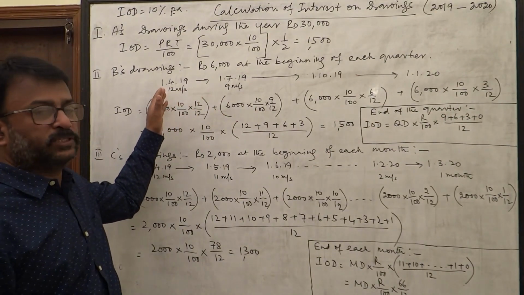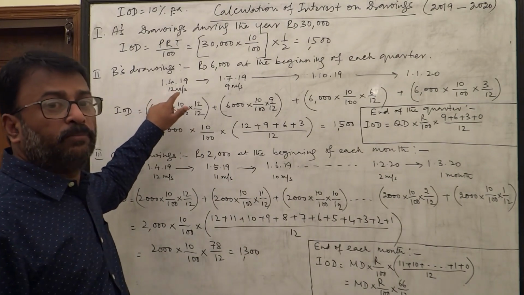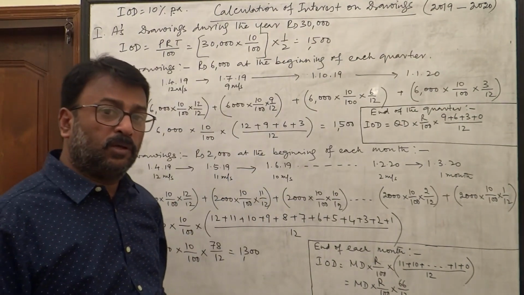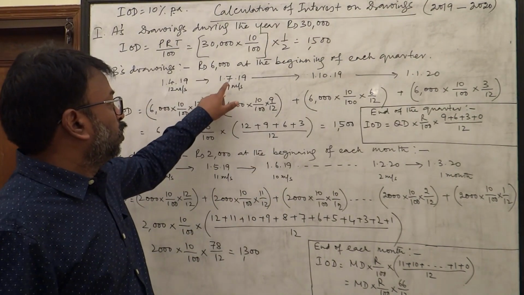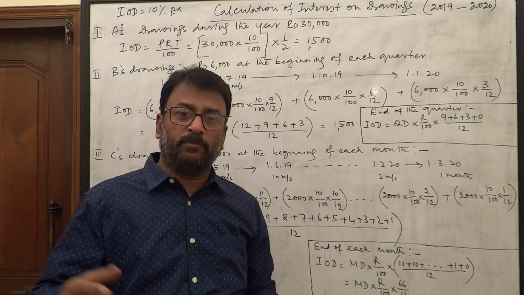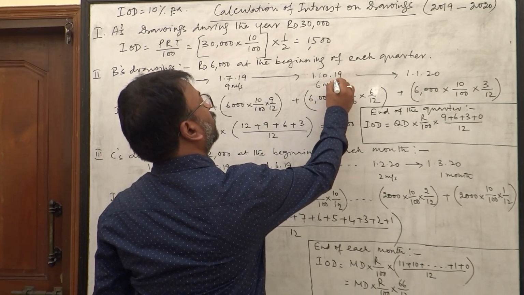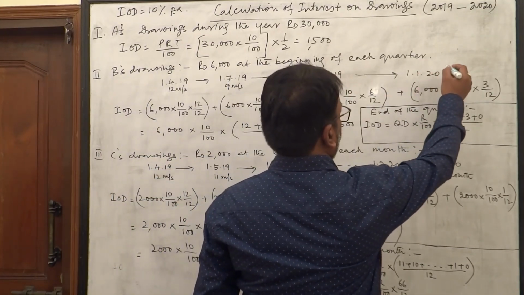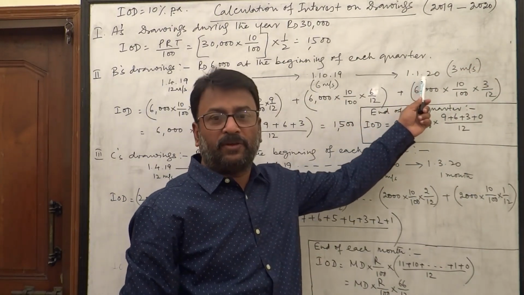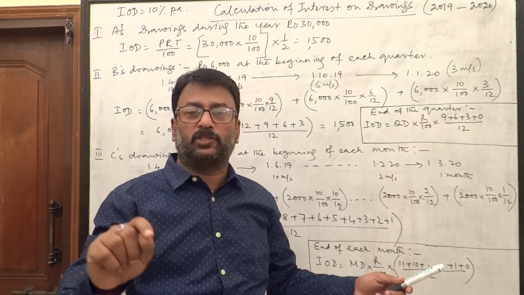If he draws on 1st April, you have to calculate interest for 12 months, from April to 31st March. When he draws on 1st July, you have to pay interest from July to March, 9 months. When he draws on 1st October, you pay for 6 months. And when he draws on 1st January, you pay for 3 months. Why 3 months? January you have drawn, so January interest, February interest and March interest you have to pay.